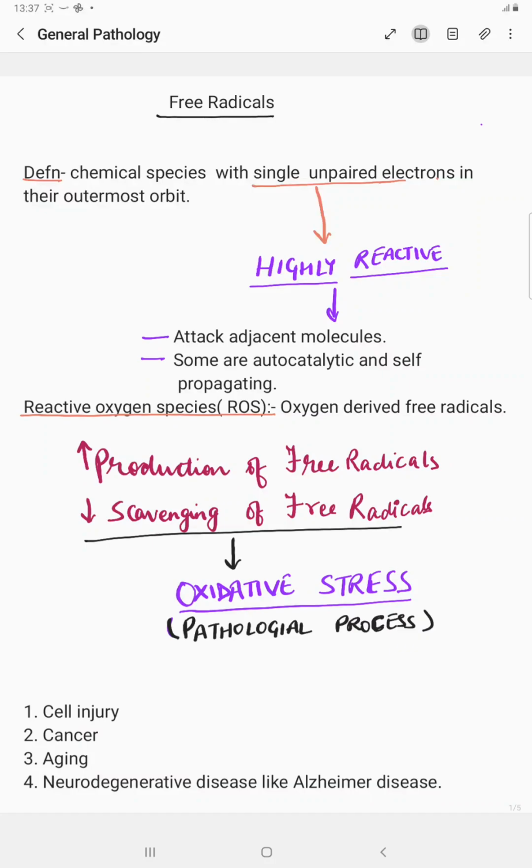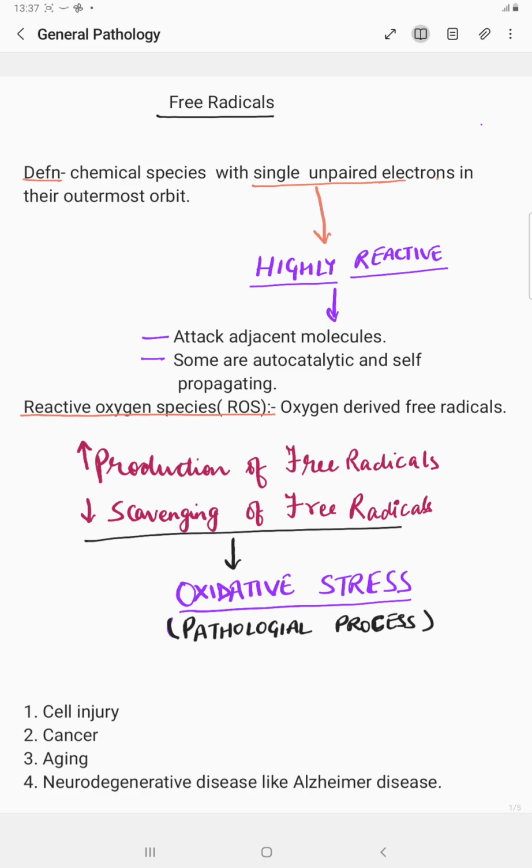Hello everyone. So today we are going to discuss an important topic of general pathology in cell injury, that is free radicals. It is an important topic both in undergraduate and postgraduate education. It is the basis of a large many pathological processes occurring in our body. So without wasting much time, let's start with the definition of free radicals.